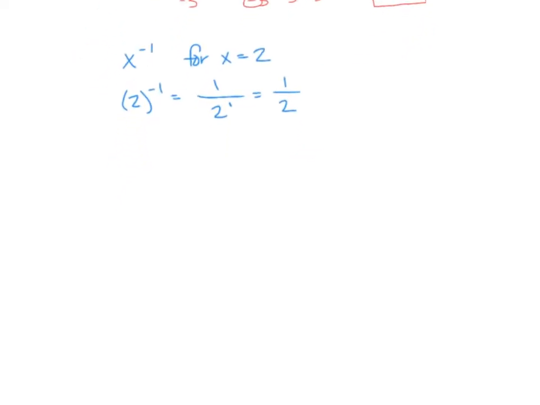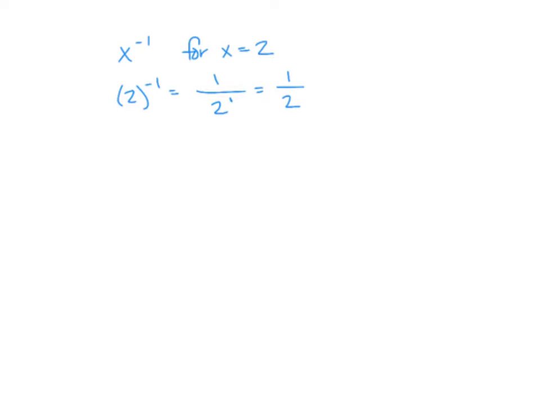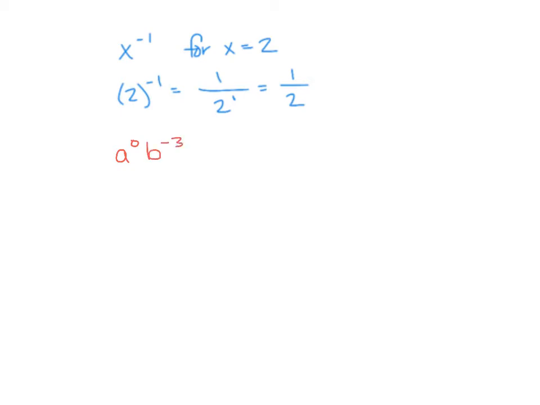Let's look at this next one. We have a to the power of 0, b to the negative third, for a equals 8 and b equals negative 2. So we can just eliminate that variable right there because it's something to the power of 0, which is just going to equal 1, so it doesn't change anything. So now we're just looking at b to the negative third. So we have negative 2 to the negative third.